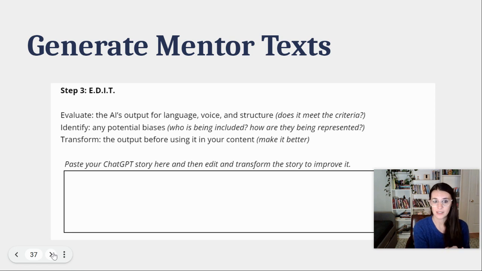Identify bias. Then transform the output and make it better, right? Use your human knowledge and your human ability to make what a robot did into something better. That's the first activity. Then we explore more mentor texts. So we read Gabriel Garcia Marquez and other actual magical realism examples. So students have a really solid background on the style.